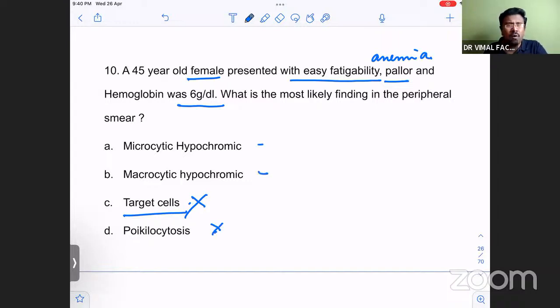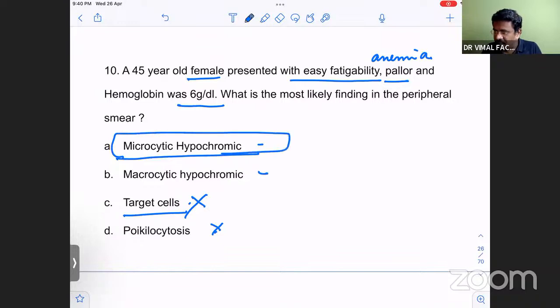And coming to the remaining two options, the commonest anemia worldwide, and also among Indian females, presenting with anemia in the reproductive age group, think of iron deficiency anemia, which is the commonest one. Usually it will have a microcytic hypochromic blood picture. Based upon the commonest presentation, we are choosing this option, microcytic hypochromic. Okay.